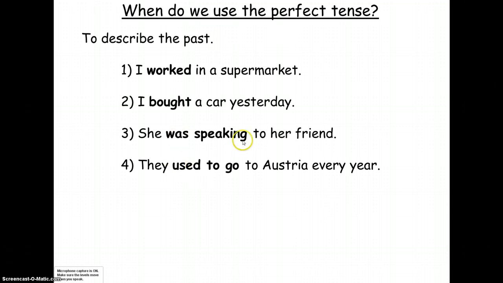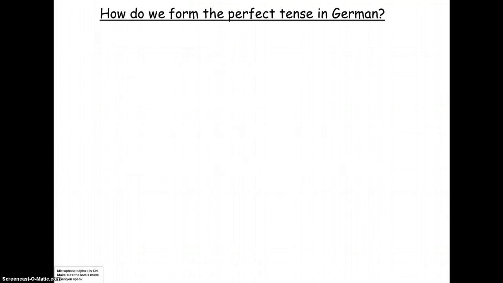If you see was and an ing, or a used to, just look for the perfect tense of go, the perfect tense of speak, or whatever the main verb is you're using. Hope that's clear. Right, so once we know we need the perfect tense, the trickier bit is forming it.